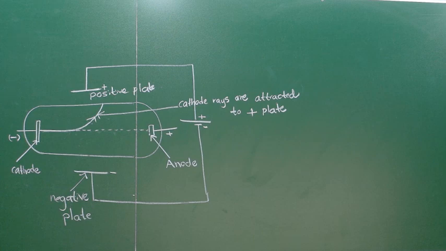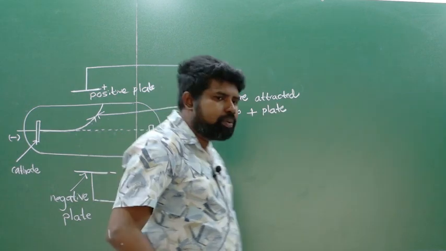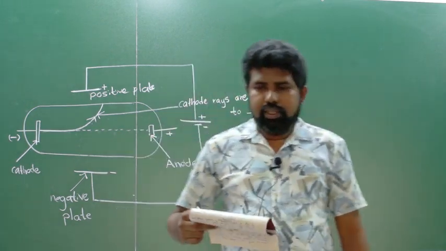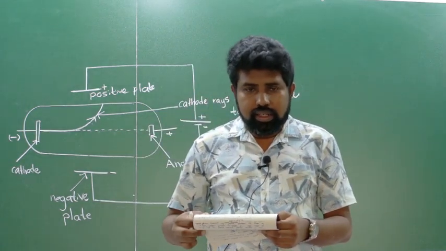Okay. Now let's see the next one. Let's see the next property, number 5. First of all, write down the property number 5. Then I will explain. Write down number 5.